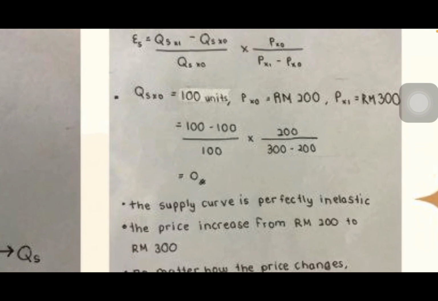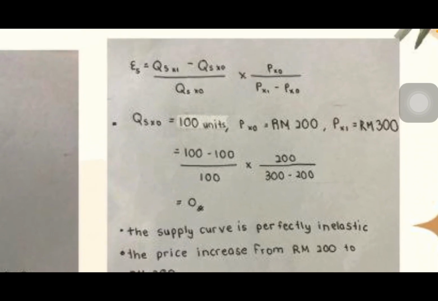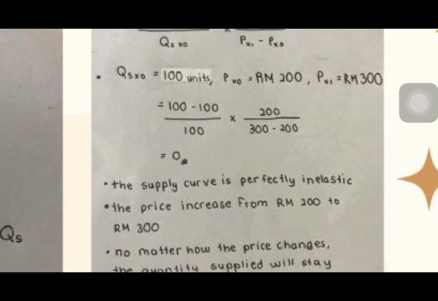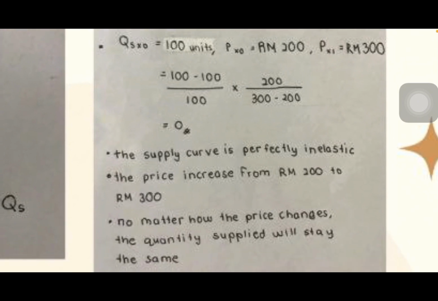So here we have the formula. We need to use this formula. For QS, which is quantity supplied, QS0 equals 100 units, price 0 equals RM200, price 1 equals RM300. So 100 minus 100, divided by 100, times 200 divided by 300 minus 200, we will get 0.